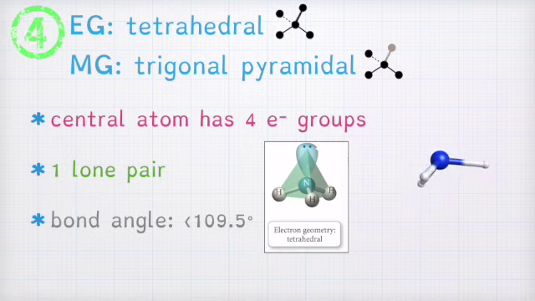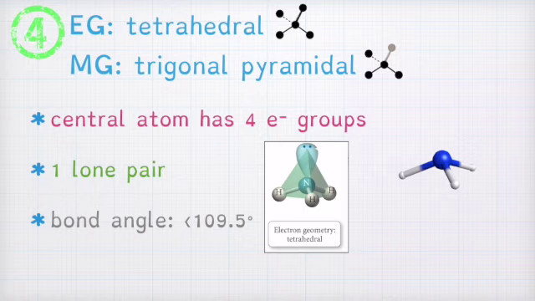But if one of those electron groups is a lone pair, then your molecular geometry is called trigonal pyramidal. The idea here is that you have a short, squat pyramid, and it has a triangular base. So unlike trigonal planar, the atoms are not all in the same plane as each other. The central atom is sitting on top of this little pyramid. And so the bond angle is actually going to be less than 109.5.